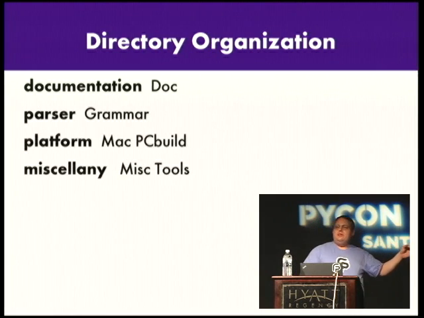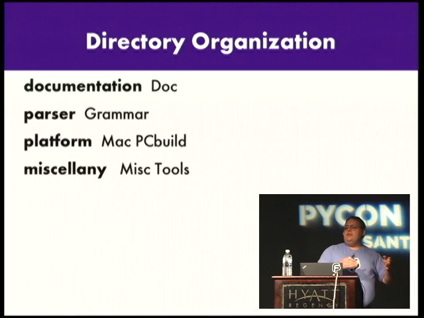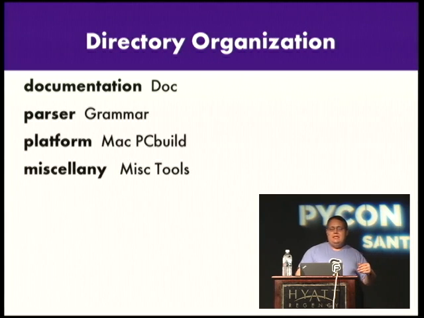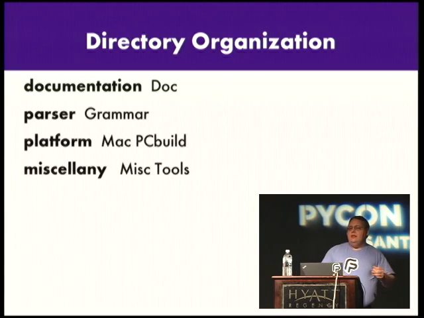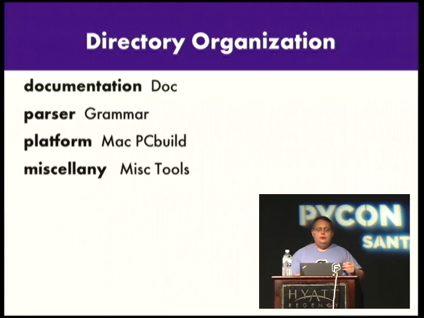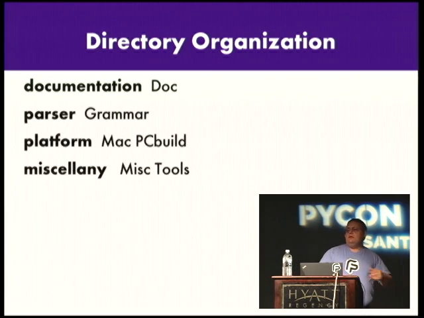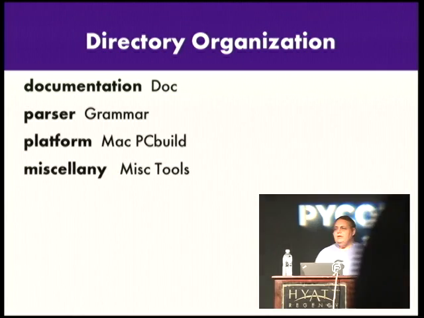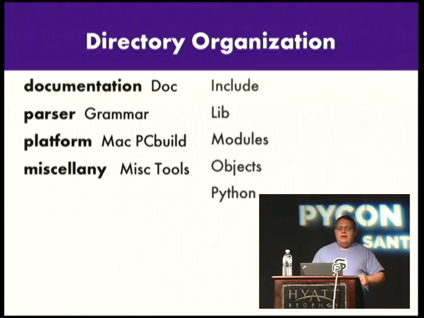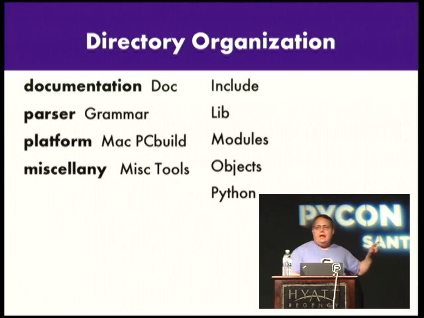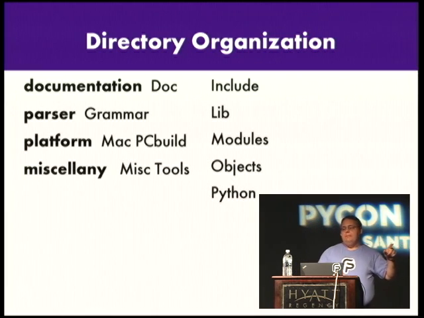These are the less interesting ones. Doc is in doc. The Python grammar is in grammar. There are 2 directories for building on specific platforms, PC, build, and Mac. And then there's a whole bunch of crap inside of MISC and tools. There's Python scripts, there's C programs, there's a lot of documentation. It's a grab bag of stuff. The 5 directories that are really interesting include, lib, modules, objects, and Python. And as a core developer, that's where you're going to spend most of your time.